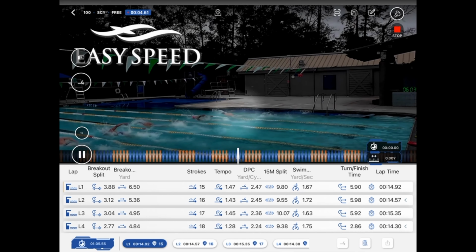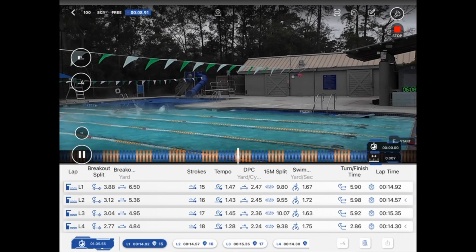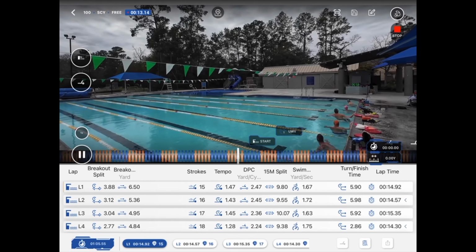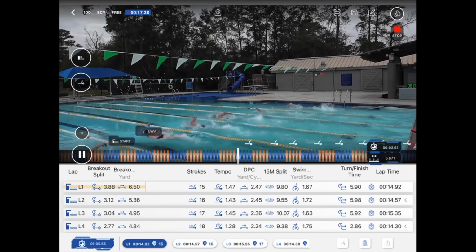Today I'm going to break down a 100 free for time we did. We're going to look at Jon here in the first lane, Jon Fecik. We're just going to break down his stroke, see how it went, and see how this 100 did for him, if there's anything we can pull out of it.